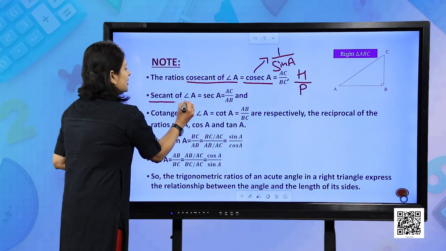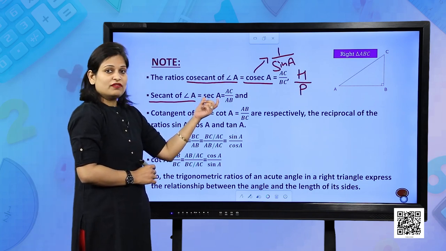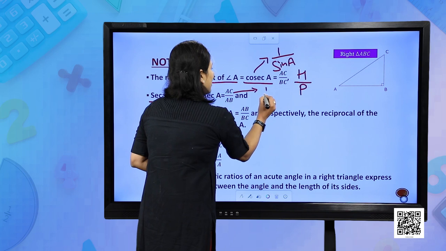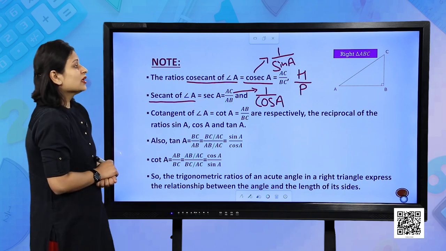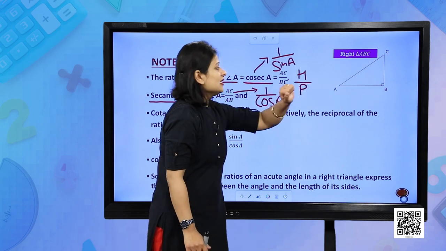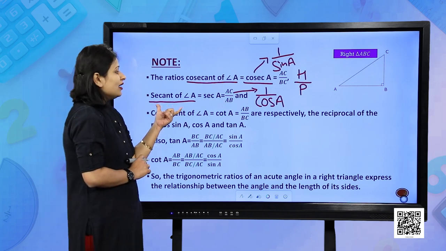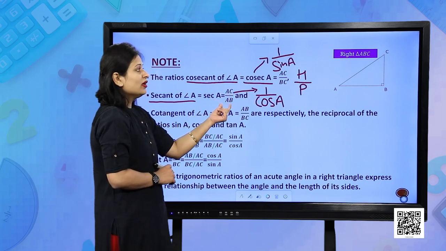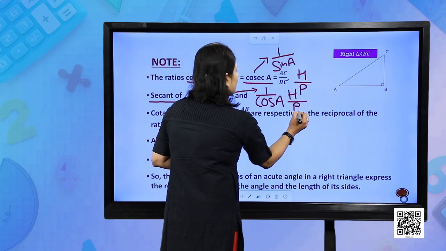Now, what about secant of angle A? We call it in short sec A, which is the reciprocal of the cos function. This is basically 1 upon cos A. As you can see, the value of cos A is AB upon AC. AB is the base, AC is the hypotenuse. But sec A is the reciprocal of cos A, so we will write down AC upon AB. Means this is hypotenuse upon base.